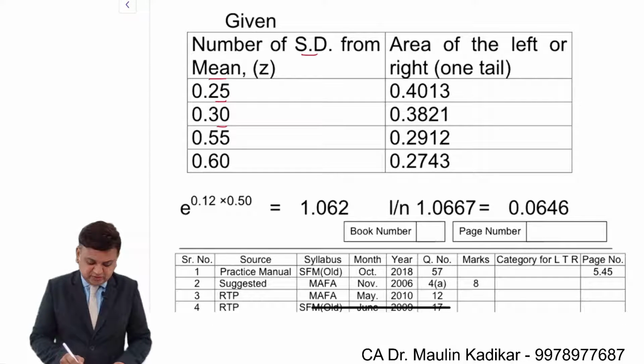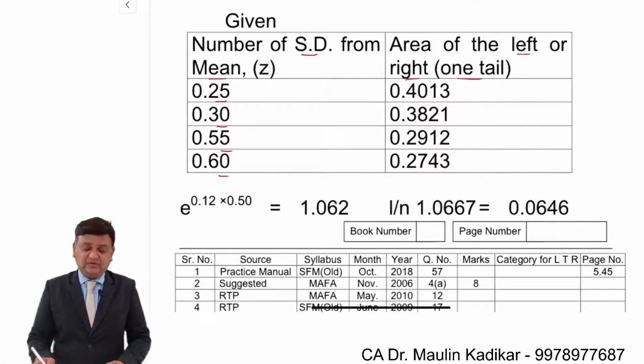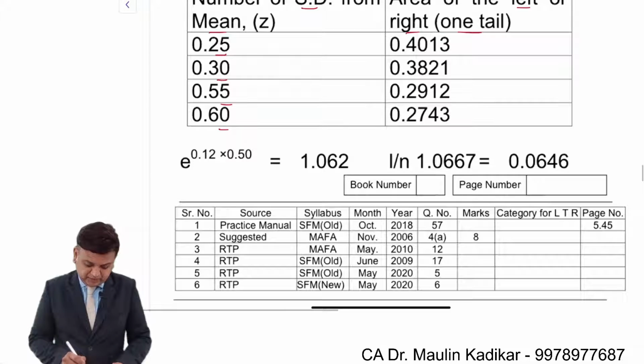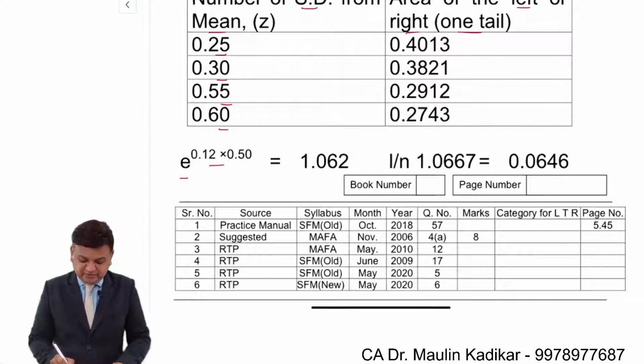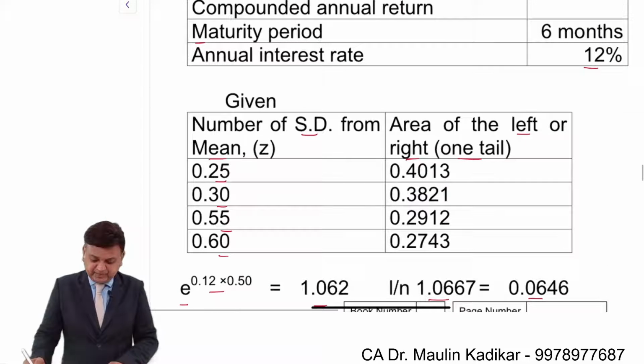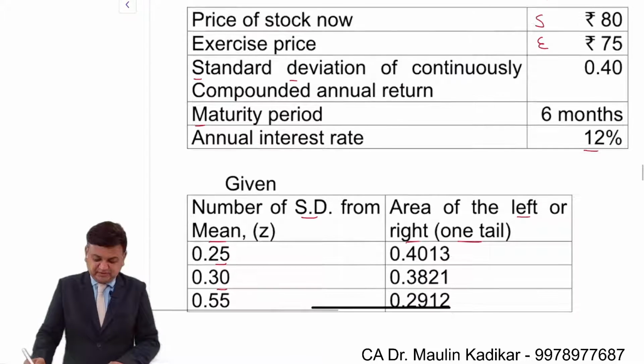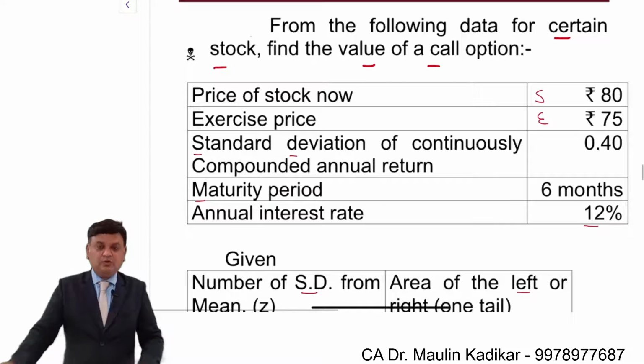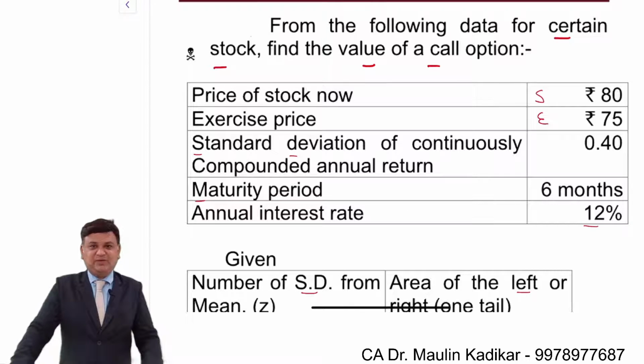0.25, 0.30, 0.55, 0.60. Area of the left or right one tail information is given. e raised to positive 0.12 into 0.5 is 1.062. ln 1.0667 is 0.0646. That is the way the information is given. I request all of you to do the first 3 steps on your own and put your answer in the chat box.